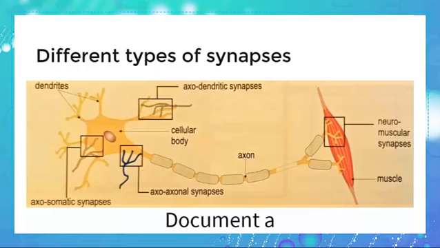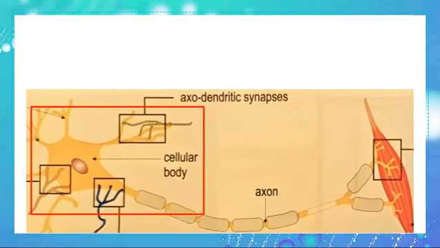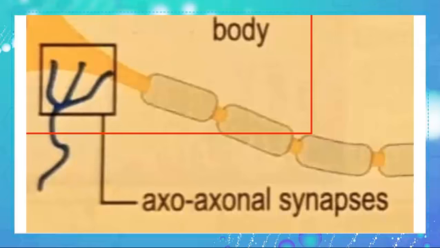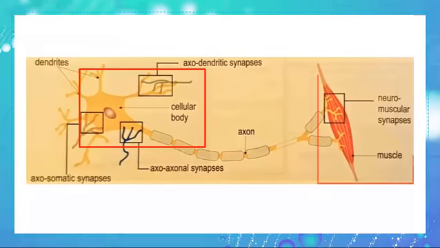Document A of your books shows the different types of synapses. It shows neuronal synapses that are made between the axon terminals of a neuron and another neuron. Such synapses could be axodendritic if connected to the dendrites of a neuron, or axosomatic if connected to the cell body or the cell soma, or axoaxonal if connected to the axon. Other synapses are made between a neuron and a body cell, like a muscle cell, for example.